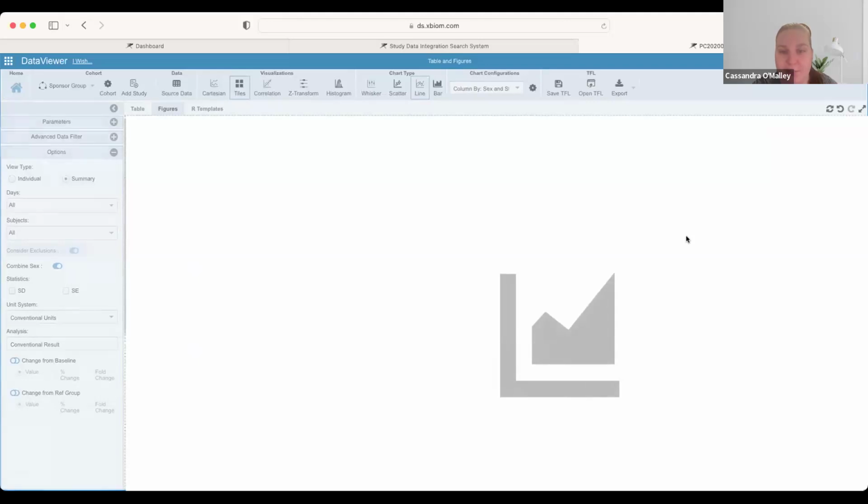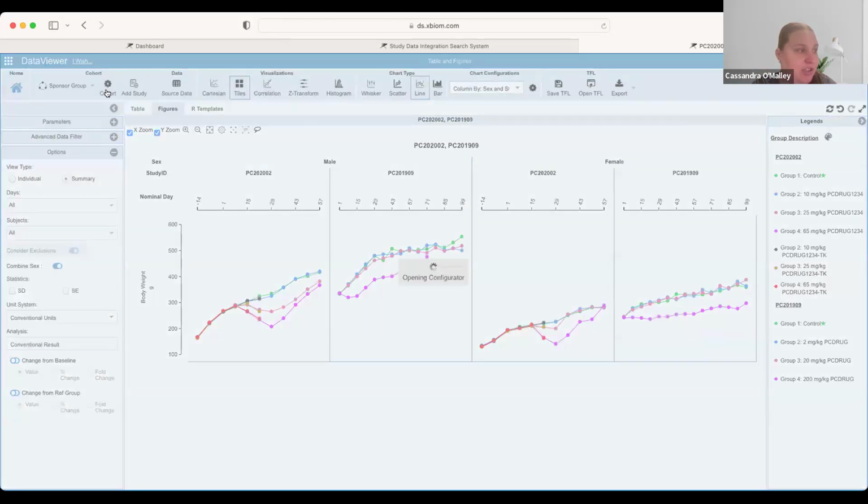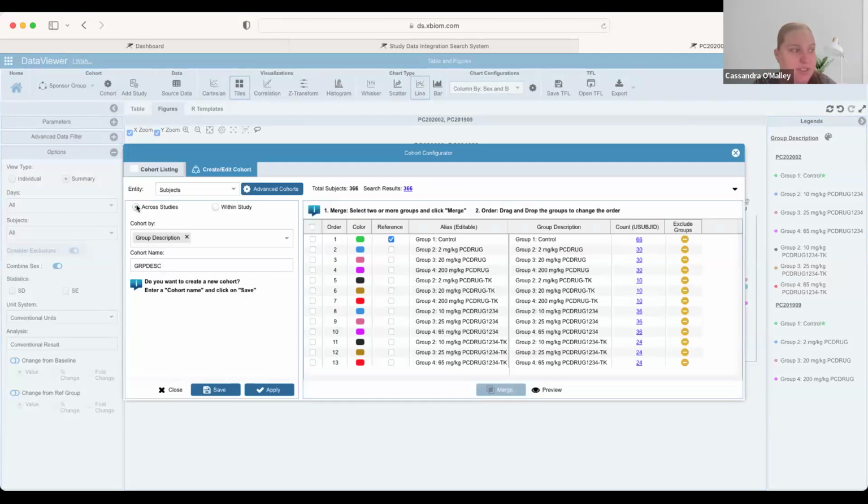And I'm going to go back to that body weight that we had looked at earlier. One of the things that I'm interested in after looking at these two studies is I'm going to define my own cohorts. So I'm going to click cohort. And I mentioned that anything that was over 20 milligrams per kilogram seems to be having a lower body weight gain. So what I can do is I can now combine some of these groups.